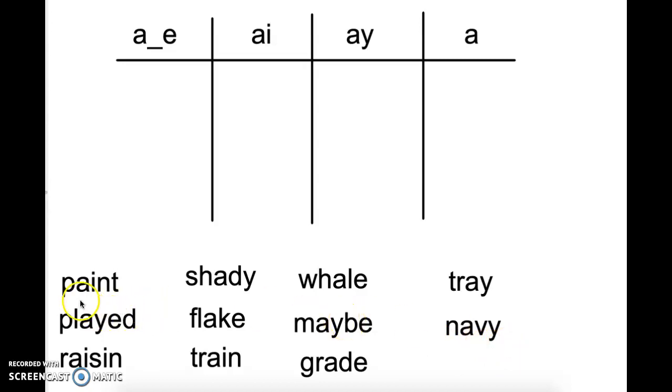So if I were to take the word paint, I see that it has the AI spelling pattern, so I'm going to put it under the AI. That is what you're going to write in your notebook. Write them all in your notebook. Pause the video and write them in your notebook. Then you can finish this video to see where they line up.